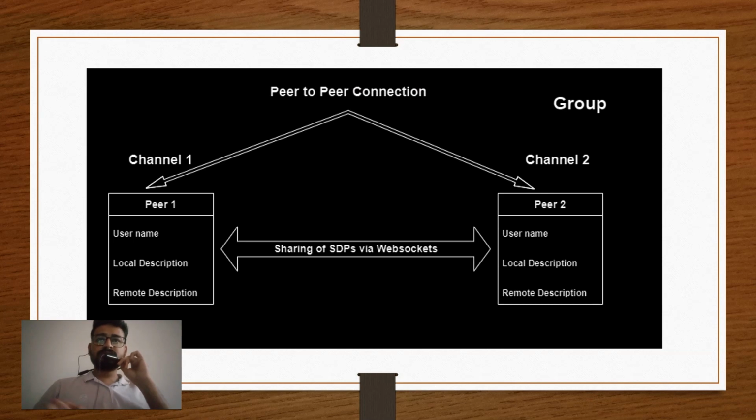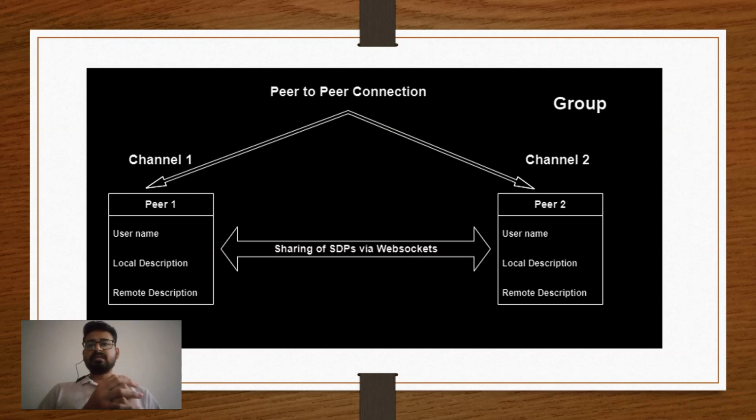So this application works on peer-to-peer connection basis. There will be one peer with three attributes: username, local description, and remote description. And it will be contained in one channel. And there will be another peer, contained in another channel. Now these both channels will be in one group. So there will be one group, and in that there are two channels, channel 1 and channel 2, with peer 1 and peer 2.